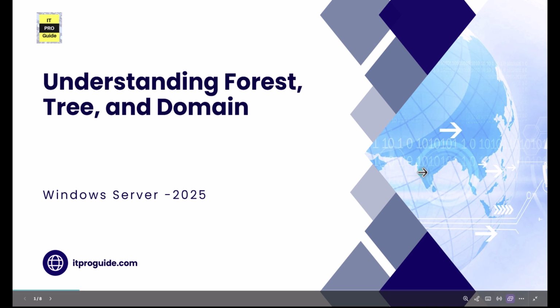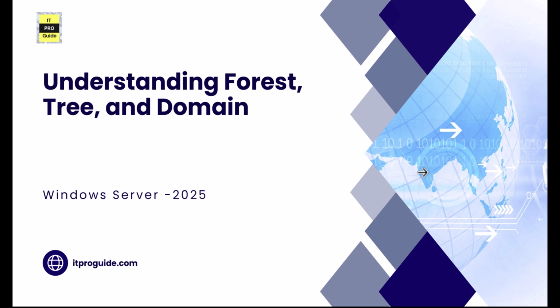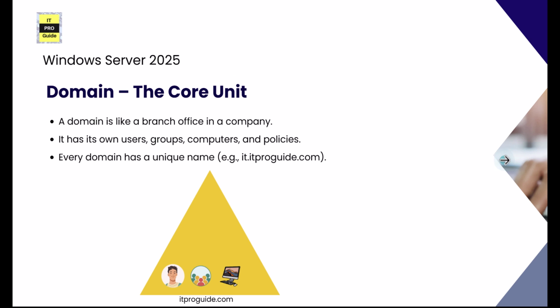In this lesson, we are going to break down three important concepts in Active Directory: forest, tree, and domain. Together, forest, tree, and domain form the logical structure that helps organizations organize and secure their resources in a large network. To make it easier for you to understand, we will compare them to some real world organizations.